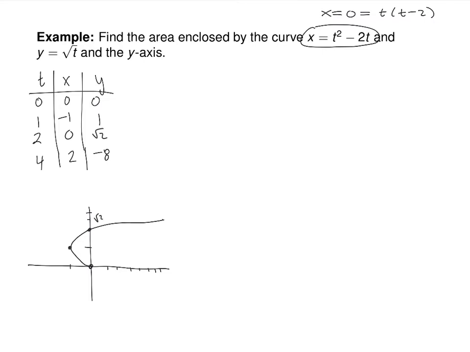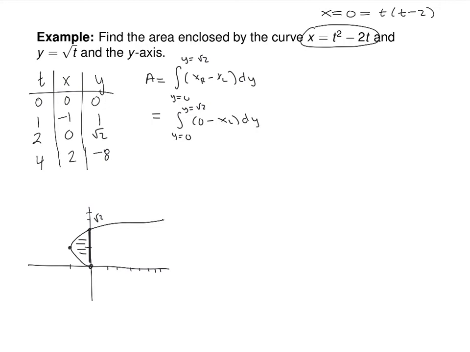The other tricky thing about this question is that you have an upper curve and a lower curve. It's just that the upper curve happens to be the y-axis, or the line x equals 0. So the area here would equal the integral from y equals 0 to y equals root 2 of xr minus xl, where xr is the curve on the right and xl is the curve on the left. But in this case, xr is 0, and xl is just some curve we don't happen to know the equation of. So 0 minus xl dy.